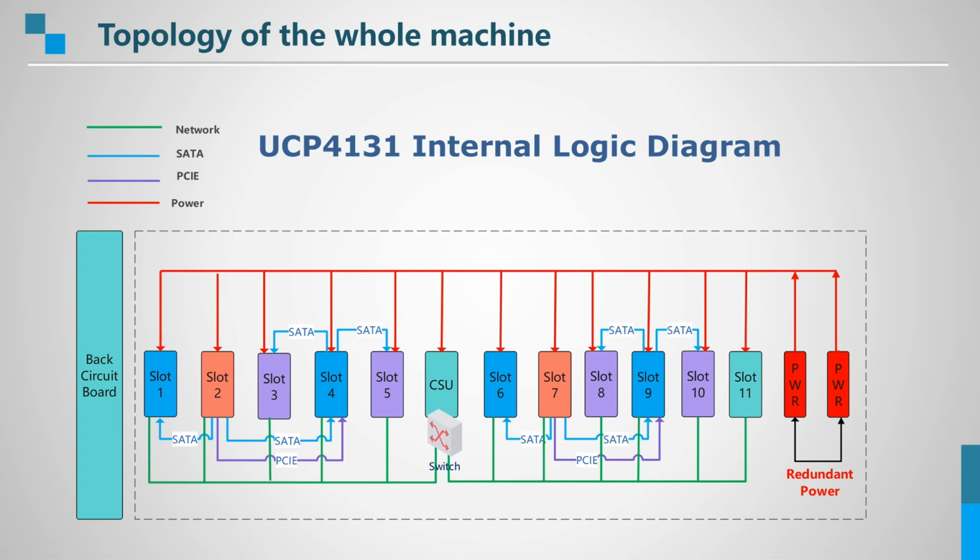If you install a CCU board in slot 2 and you need a RAID module, then you can install the RAID board on slot 4 with PCIe bus and expand 2 hard disks by SATA bus in slot 3 and 5, and also the third hard disk in slot 1. You can do the same on the right side of the UCP 4131. That is how you can expand 6 hard disks in the same chassis of UCP 4131.